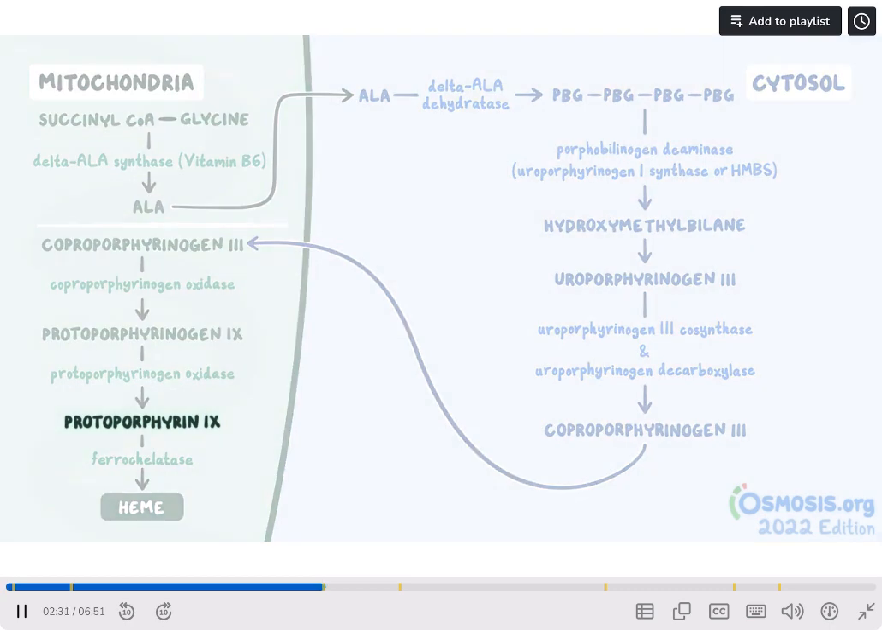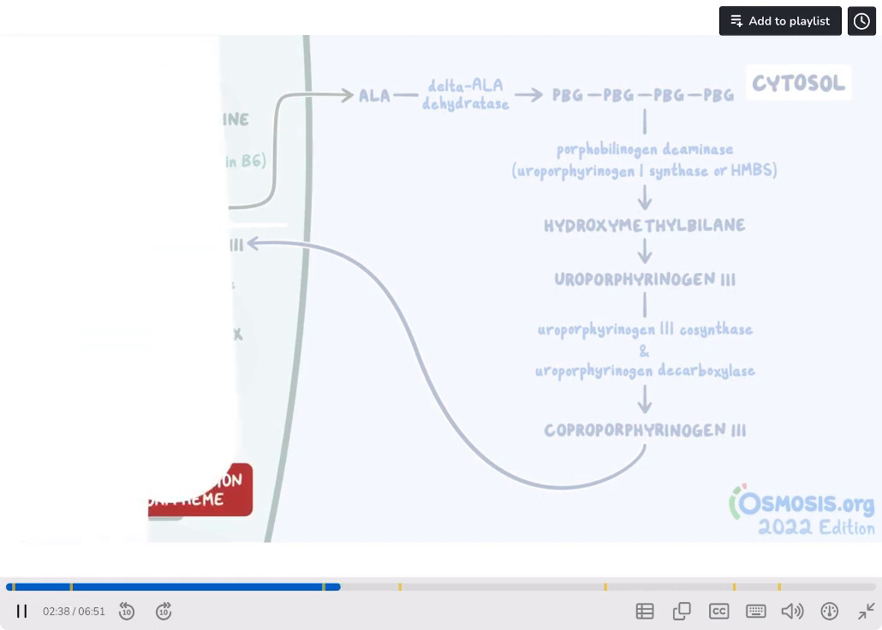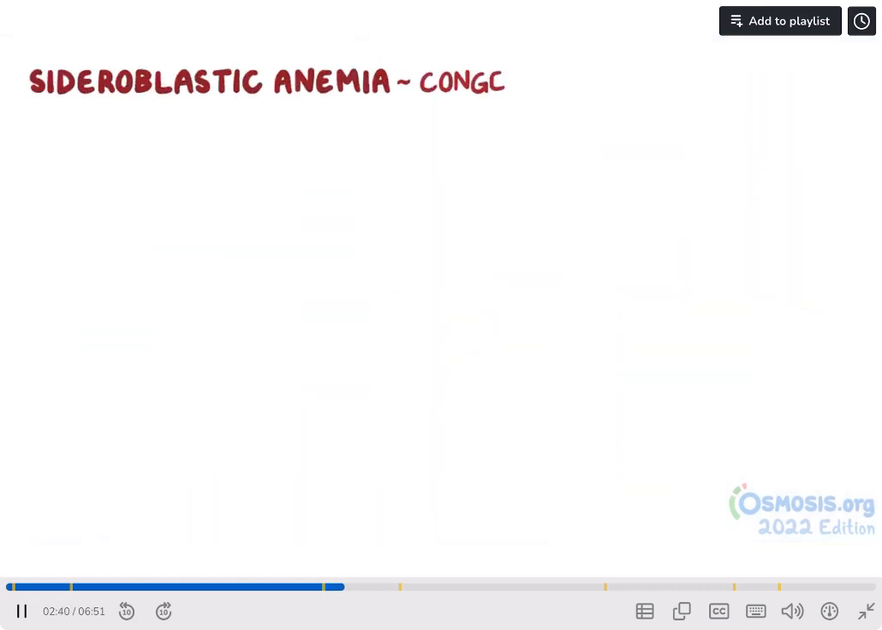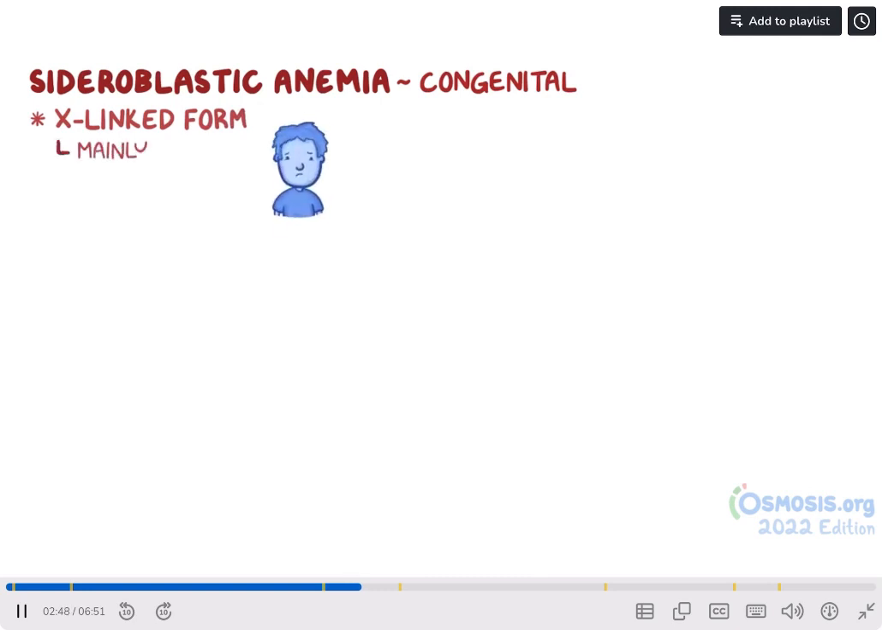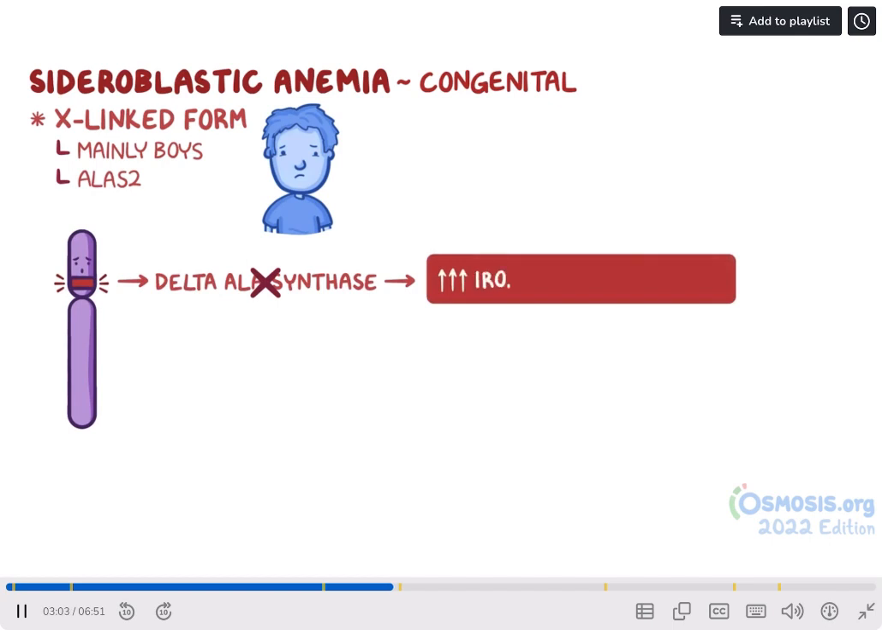Now, with sideroblastic anemia, there's defective protoporphyrin synthesis, which results in impaired incorporation of iron to form heme. Sideroblastic anemia can be congenital or acquired. The most common congenital cause is an X-linked form, which means it happens on the X chromosome, and affects mainly boys since boys only have 1 copy of the X chromosome. The X-linked form is caused by mutations in the ALAS2 gene. The ALAS2 gene is involved in coding for delta-ALA synthase. Without delta-ALA synthase, there's a buildup of iron and not enough normal heme production.